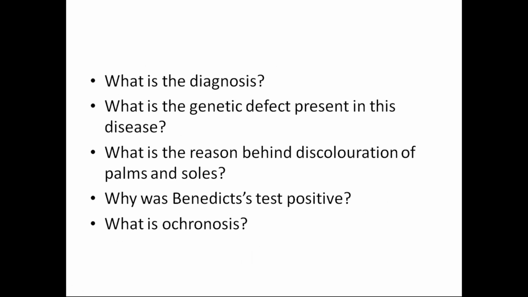So these are the questions. What is the diagnosis? And what is the genetic defect present in this disease? And what is the reason behind the discoloration of the palms and the soles? And why was Benedict test positive here? And what is ochronosis, which is present in this case? Okay.